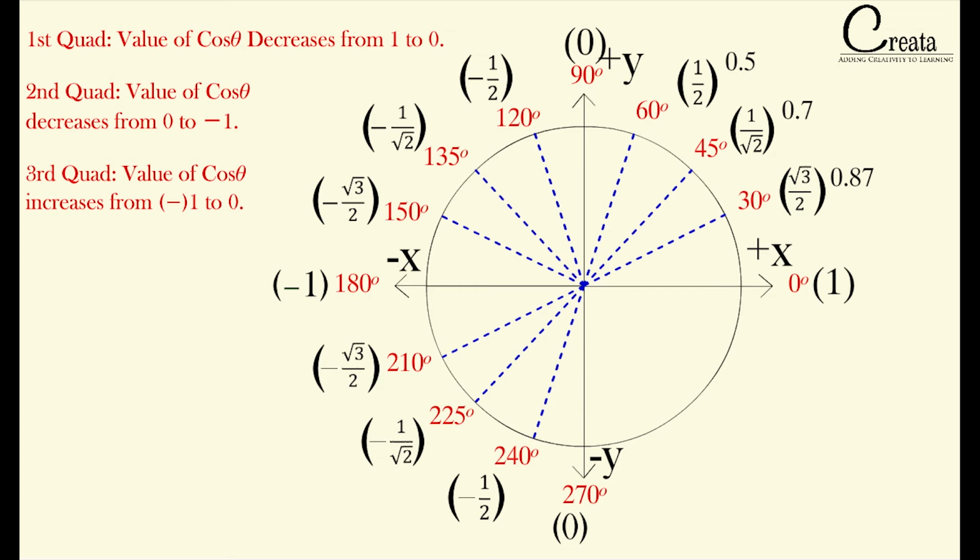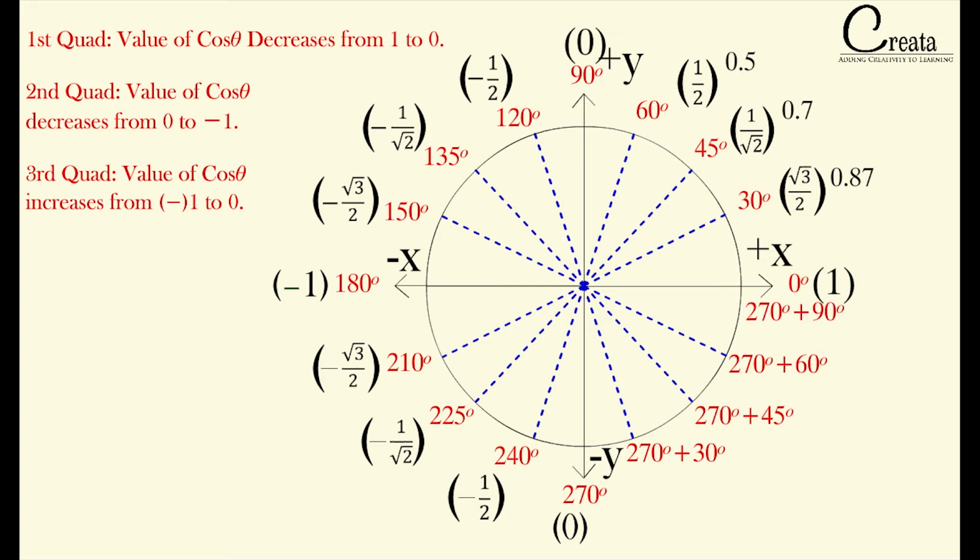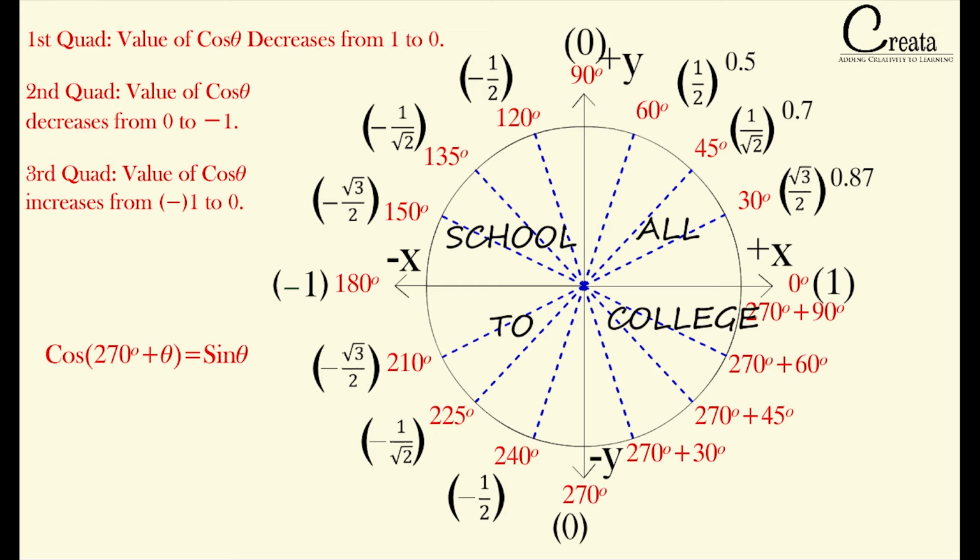The applicable angles are 300 degree, 315 degree, 330 degree and 360 degree. These angles can be rewritten as 270 plus 30, 270 plus 45, 270 plus 60 and 270 plus 90 degree. The applicable formula will be cos of 270 plus theta, and we know at 90 and 270 degree the trigonometric form changes. So here cos will change to sin, and by our old technique, all school to college, we get cos is positive in the fourth quadrant. C for college, C for cos. Okay. Our formula will be cos of 270 plus theta is equal to sin theta.